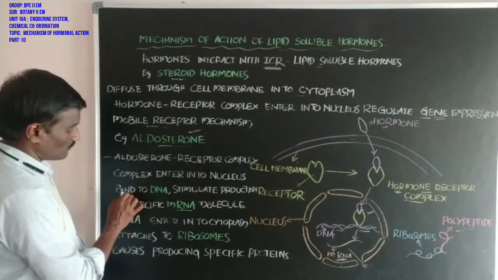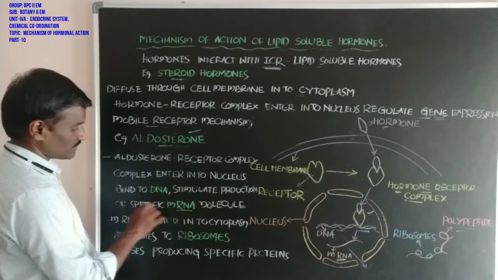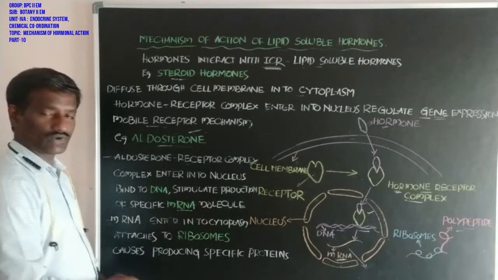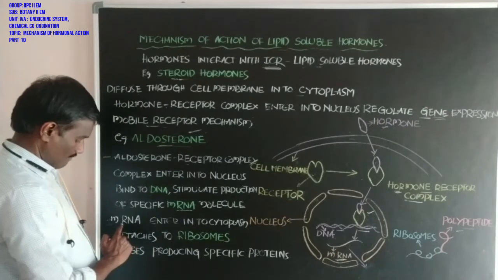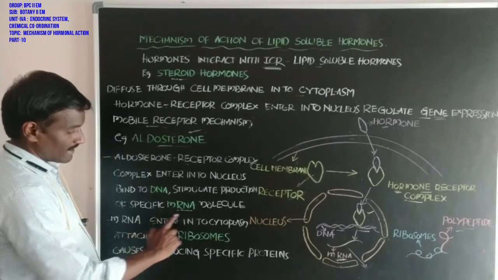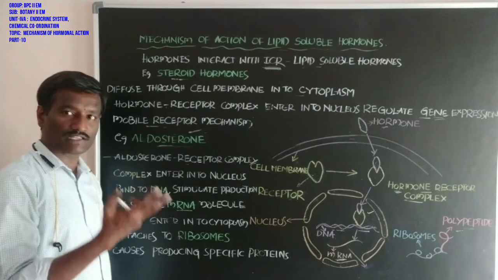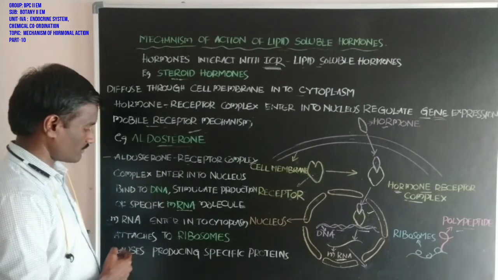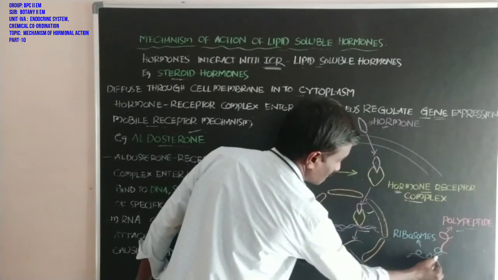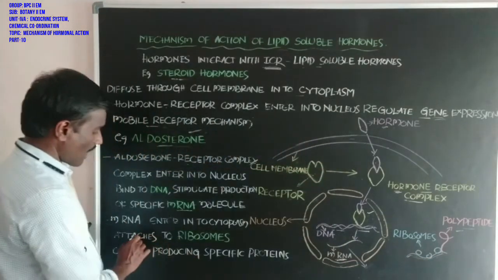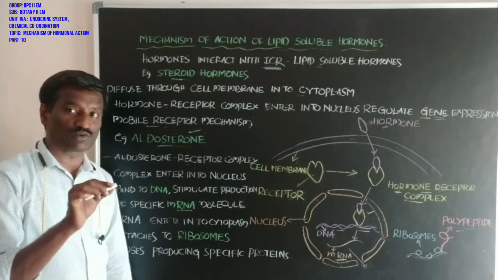The complex enters into the nucleus, binds to the DNA, and stimulates production of a specific mRNA molecule. The mRNA molecule is produced, and mRNA enters into the cytoplasm, students. This is the mRNA, and it attaches to ribosomes.